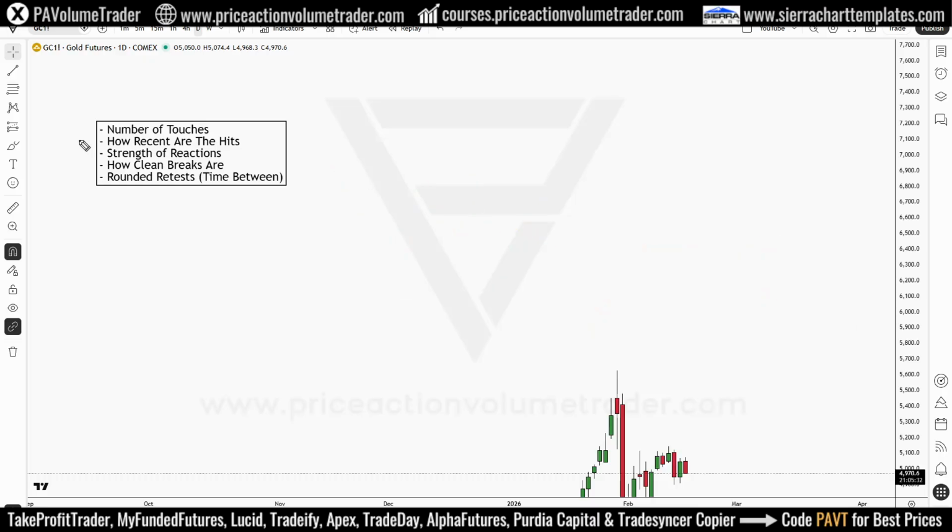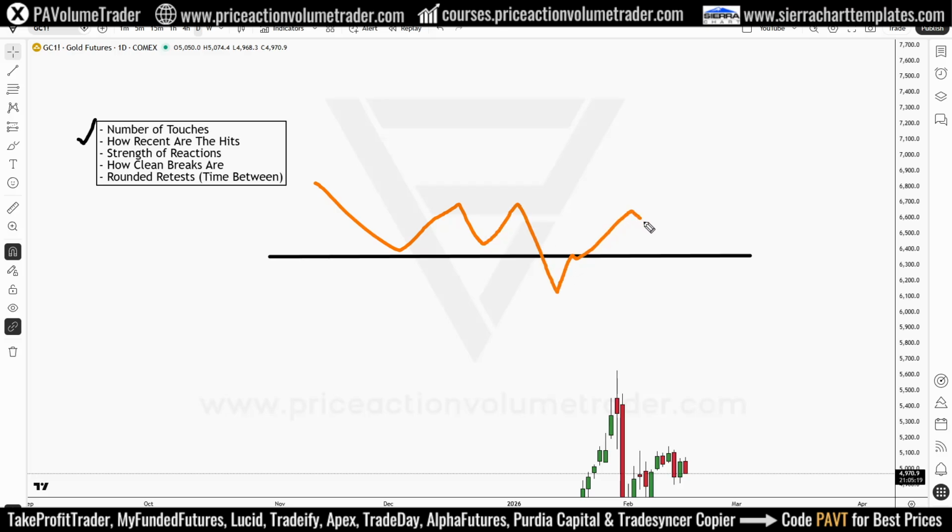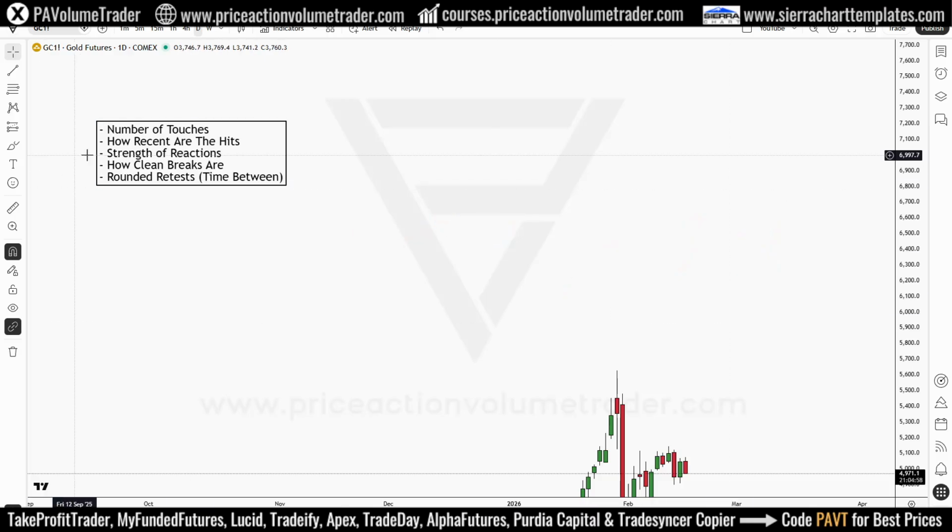Then, how recent are the hits? This is pretty self-explanatory. We can have a level that has had touches in the past, but if I see that we've come recently and respected this level very well on recent tests, let's say the chart is here at the moment, then this adds more validity because obviously price is very close to where this level is going to be at the moment.